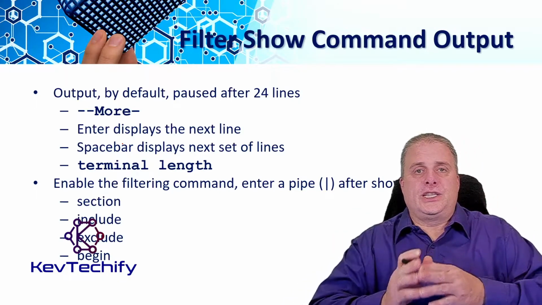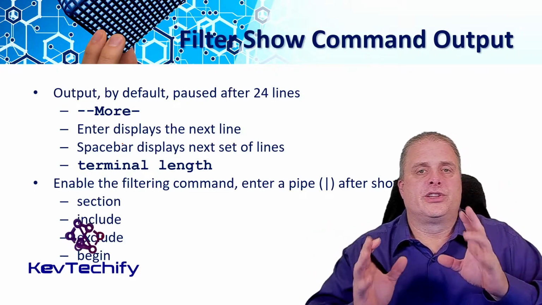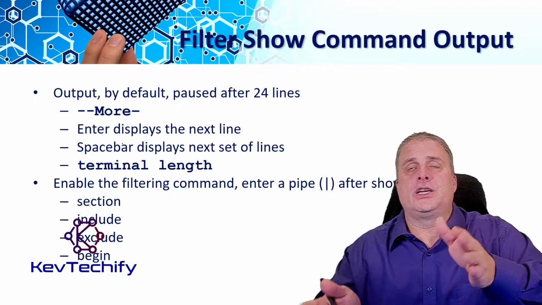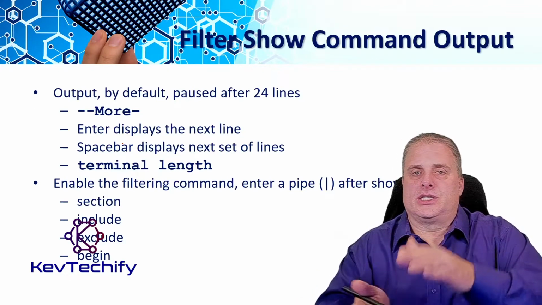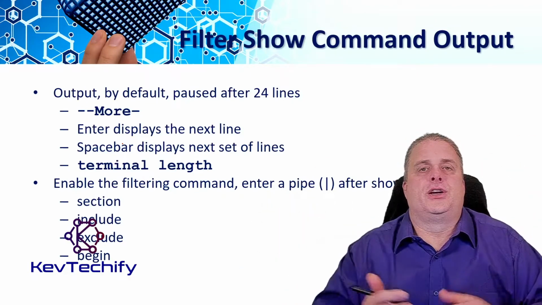You can change that 24 lines to be a bigger or smaller number. That's where you use the terminal length command. You go in there and you specify a number and you change what a page is. Instead of 24 lines, maybe you want it to be 30 or 36 because you have a bigger screen.